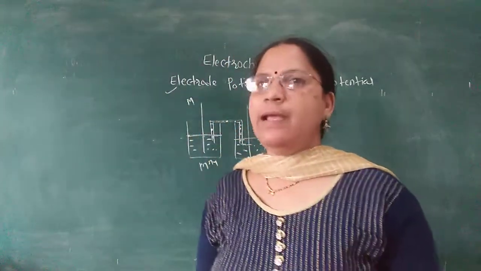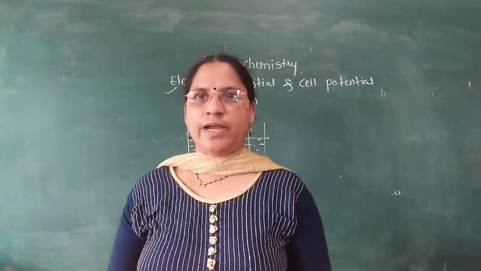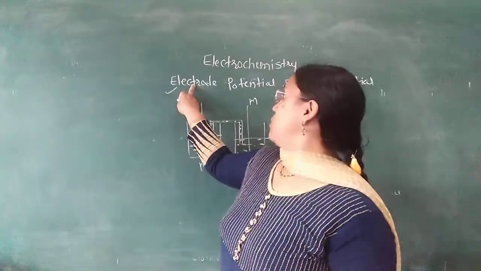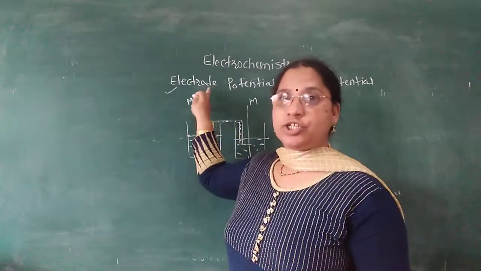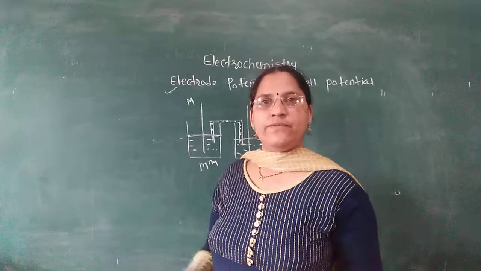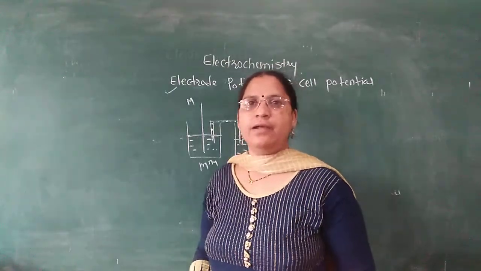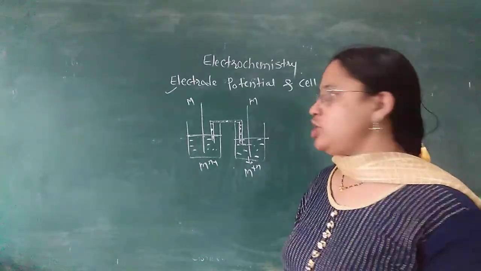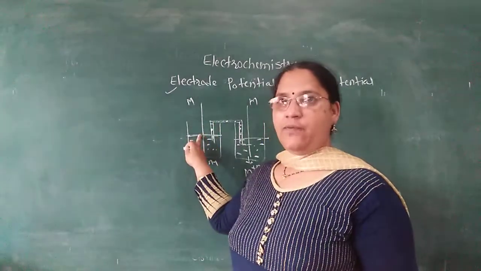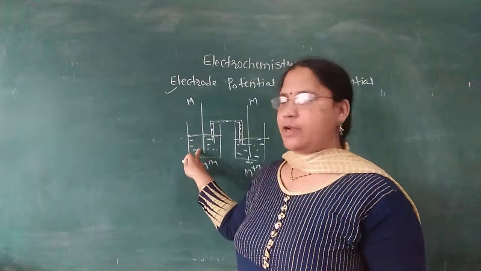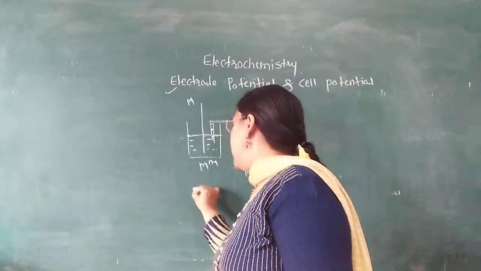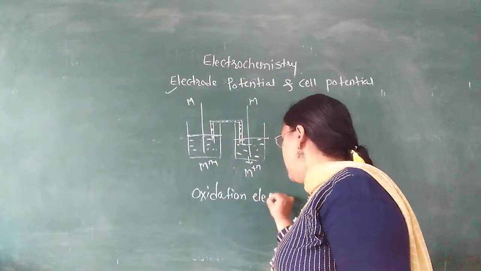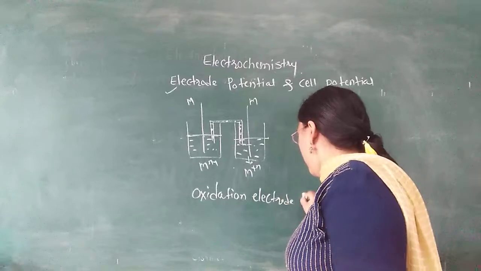Which electrode half reaction? Either the oxidation half reaction or the reduction half reaction. So there is an oxidation electrode potential and a reduction electrode potential. What is the definition of each? The potential difference established due to the oxidation half reaction at the surface of the electrode is called the oxidation electrode potential.